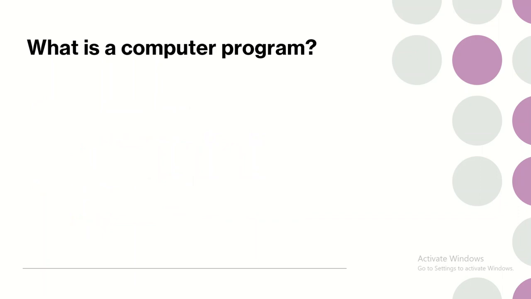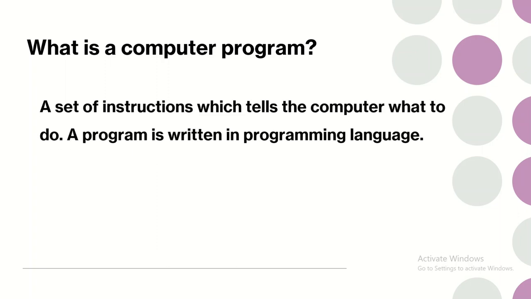Now, what is a computer program? A computer program is a set of instructions which tells the computer what to do. Now, all the instructions are written in a set, and those instructions perform a specific job. Remember, students, that always a program is written in a programming language. Such programming languages are also known as computer languages, and the examples are C++, Java, JavaScript, etc. So a program means a set of instructions which tells the computer what to do.